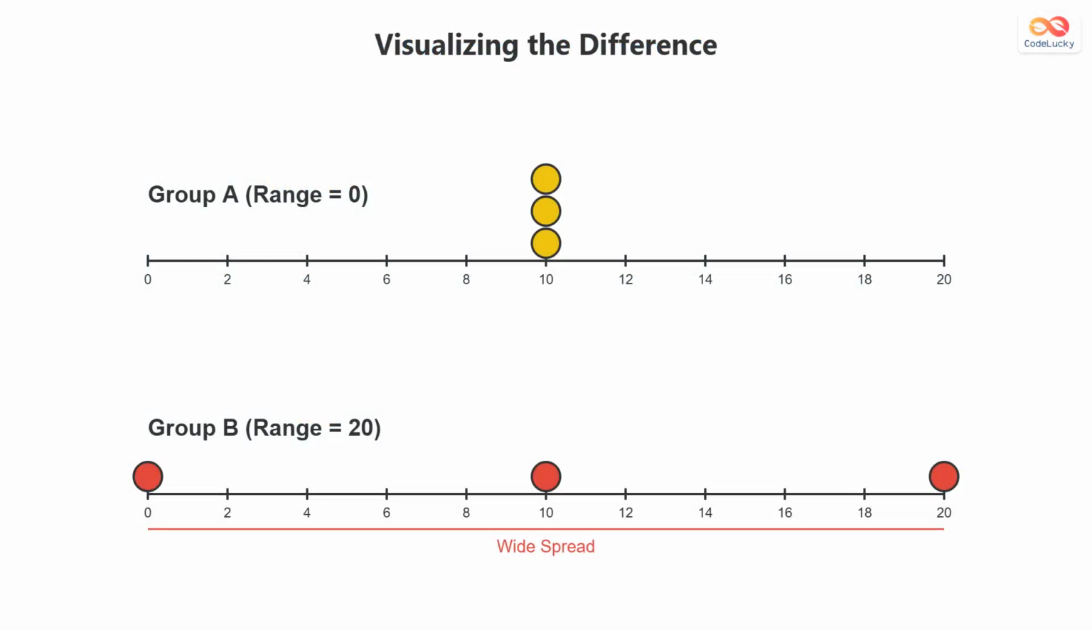Here is a visual representation of that comparison. Group A is clustered tightly together. In fact, there is no spread at all. Group B is spread out across the number line. Even though they have the same center, their spread is completely different. Range helps us quantify this difference.